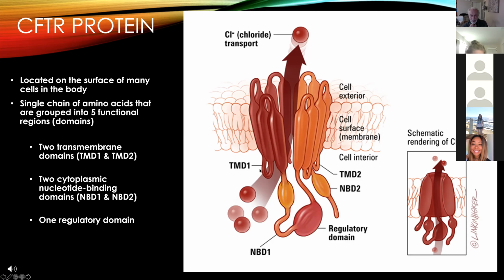And so there are two transmembrane domains, 1 and 2, in the two different colors. There is a regulatory domain, which determines the regulation of the channel. And then there are two NBDs, nucleotide binding domains. So what are they and what are they for?